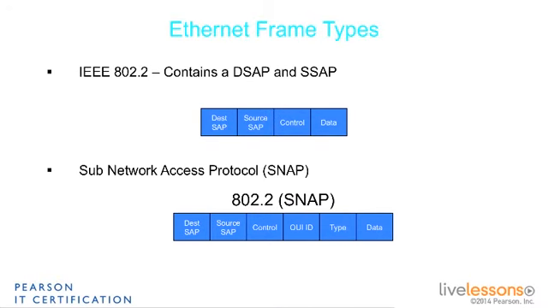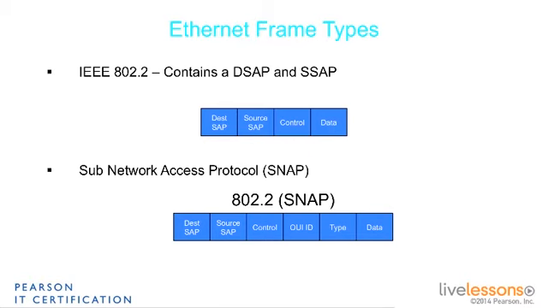Since 802.3 cannot identify the network layer protocol by itself, it needs help. The IEEE defined the 802.2 LLC specification to provide this. An 802.2 frame is an 802.3 frame with the LLC information in the data field of the header, so we know what upper layer protocol to use.